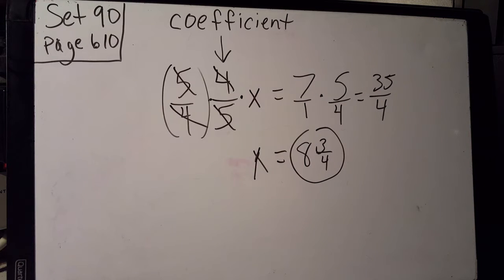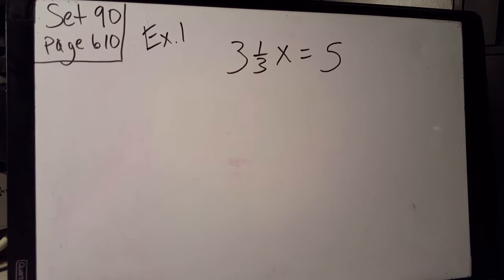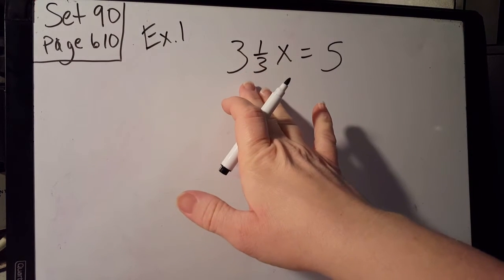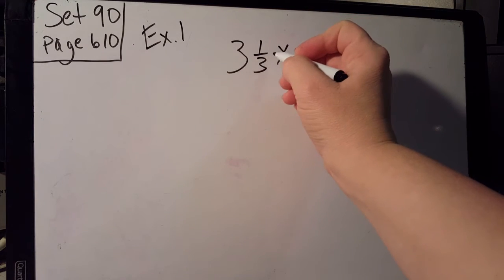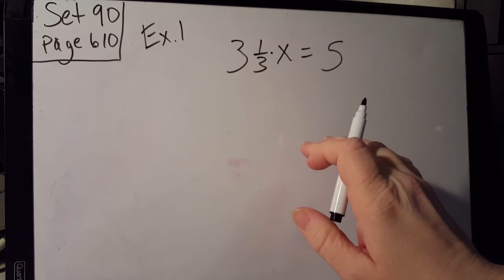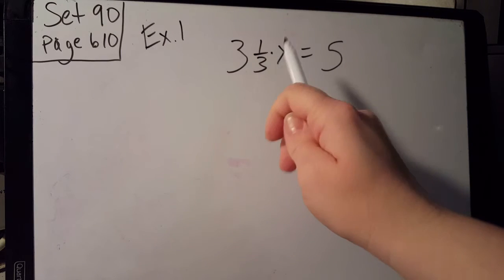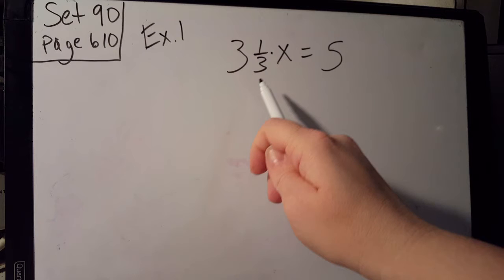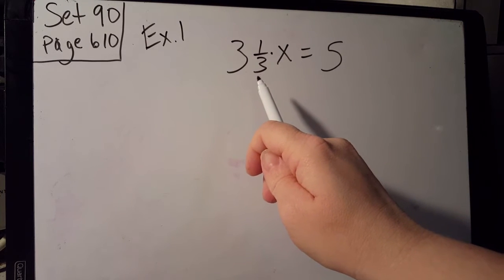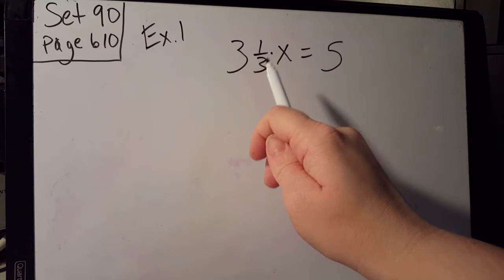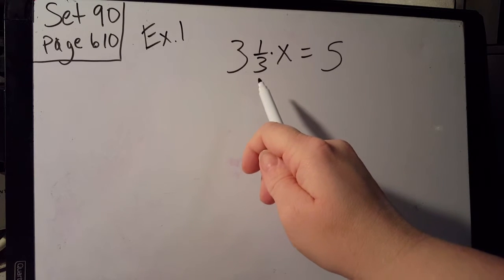Okay, let's look at the examples beginning on page 611. Okay, example 1 on page 611 says 3 1/3 x equals 5. So we know that the 3 1/3 is our coefficient because it is multiplied by our unknown variable. So the first thing we need to do is to change this to an improper fraction, because we cannot multiply or divide a mixed number. You cannot do that. It will never come out right. So those of you still doing that need to stop. Always change that to an improper fraction.